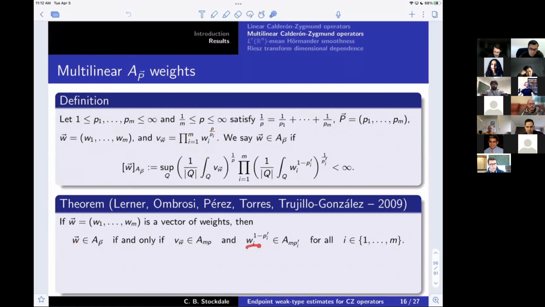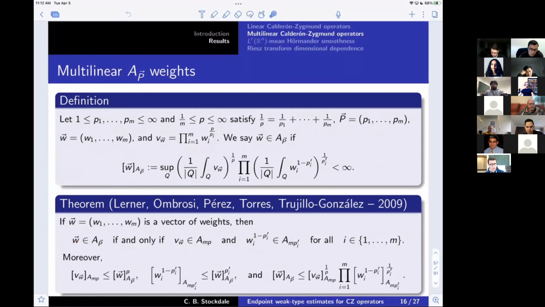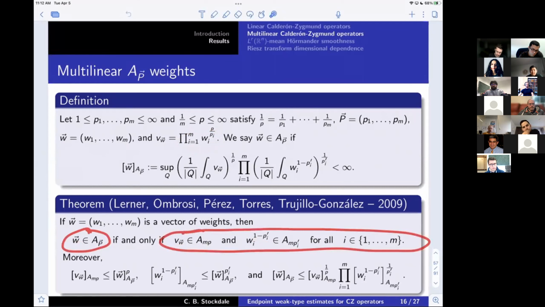And each of the components of the vector of weights, w_i to the 1 minus p_i prime power, is in a linear class A_{m p_i prime}. And if you track down their proof, you can get some quantitative dependence that involves this weight. Again, a lot to see, but the point is that there's a relationship between the multilinear classes and the linear A_p classes, and you can make it quantitative.